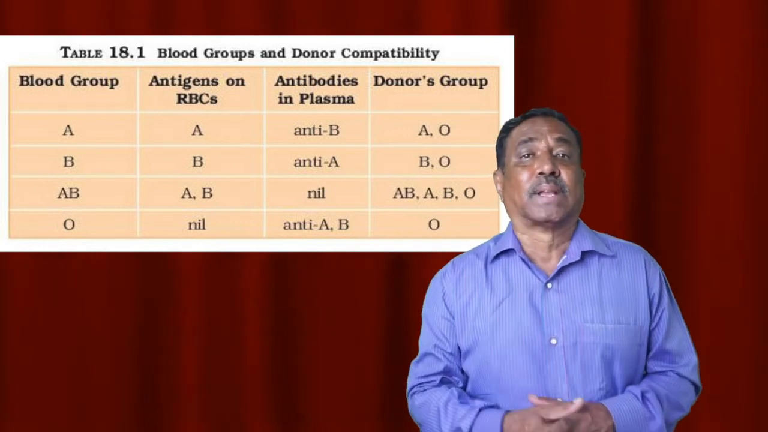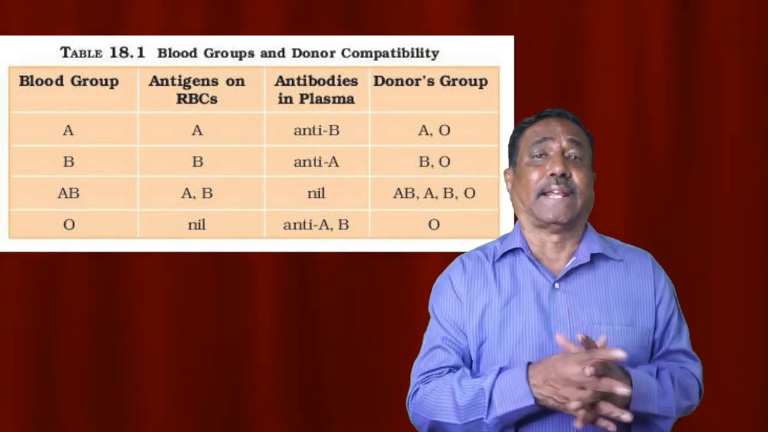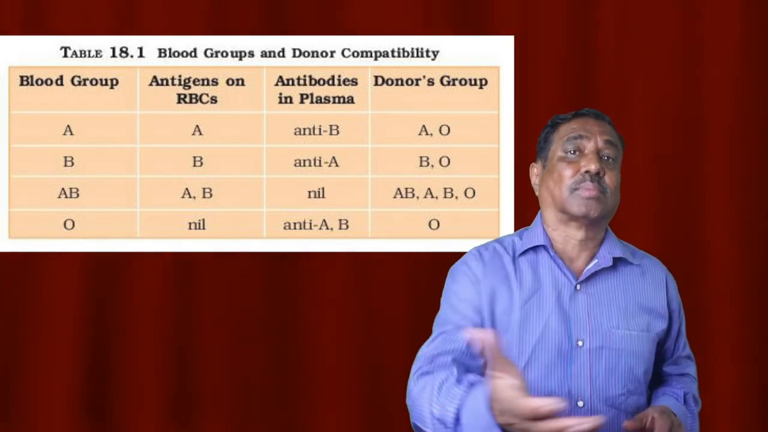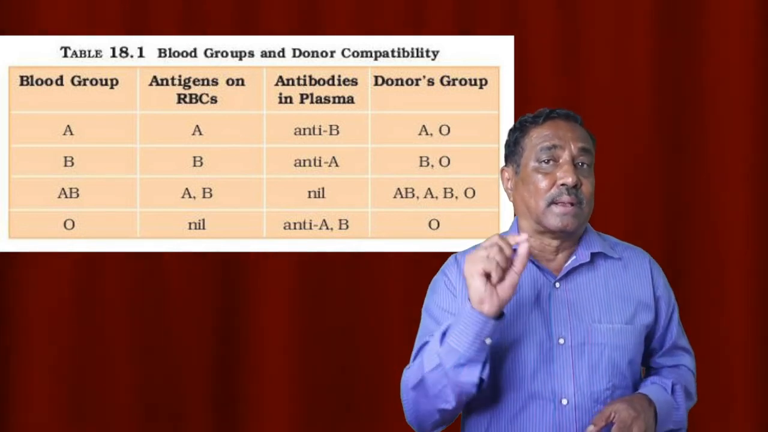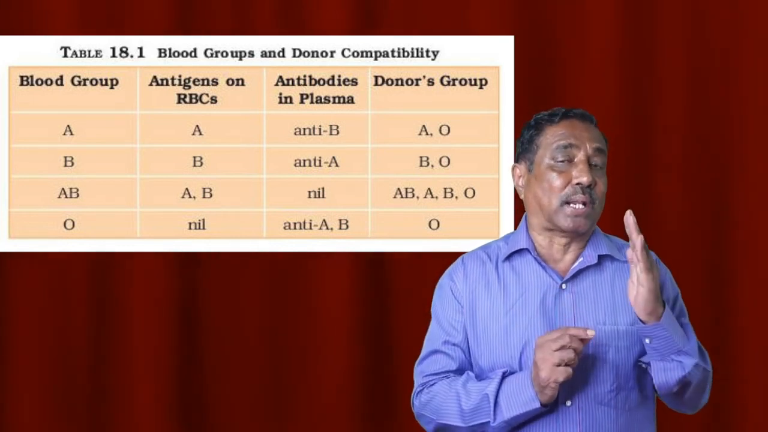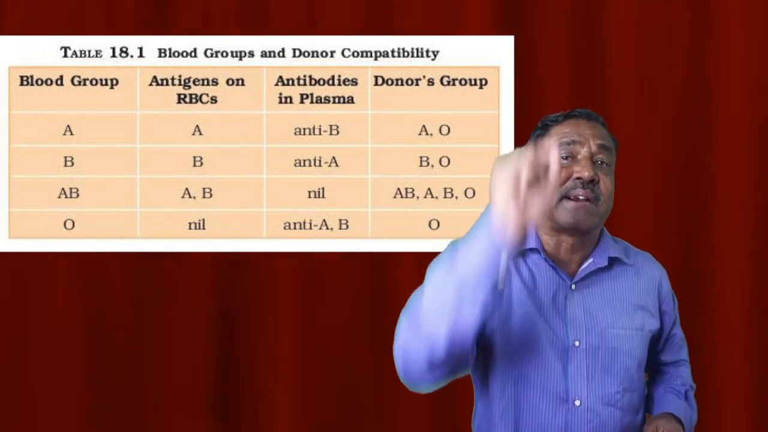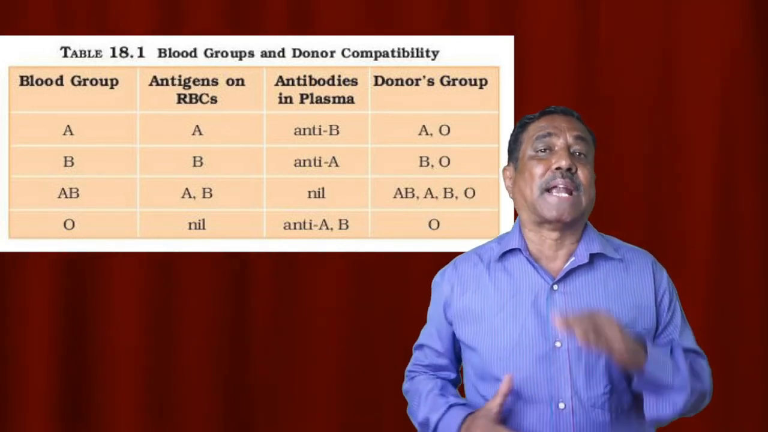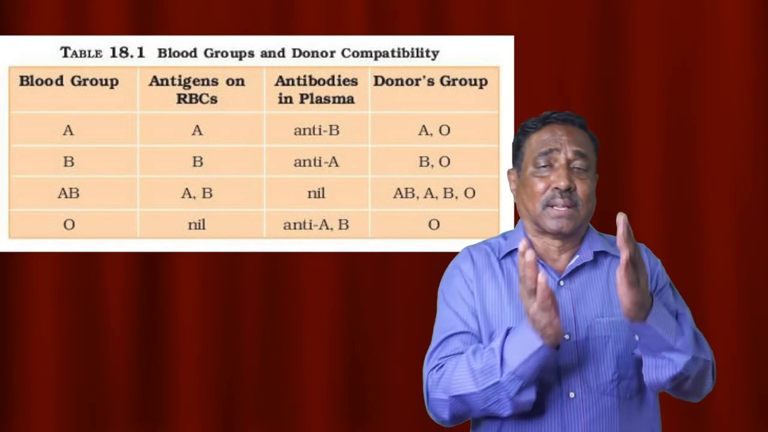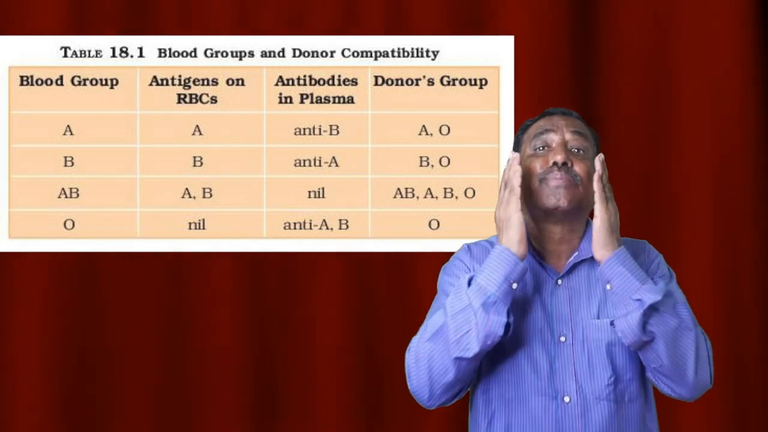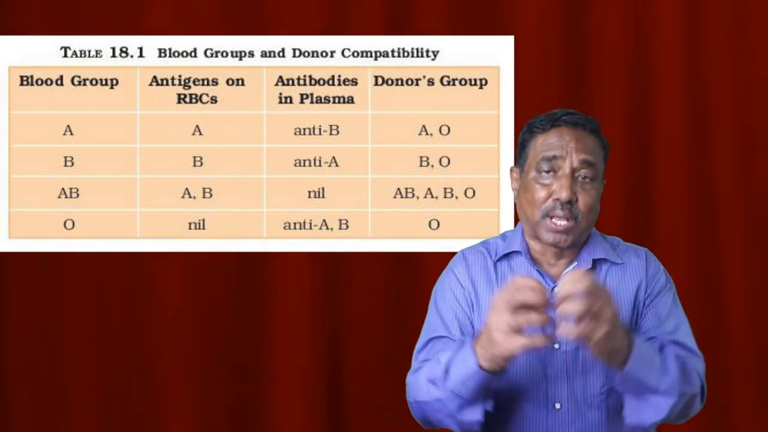And similarly, in the serum of the recipient, what happens? There is a protein, antibodies, produced. For A it is antibody B, for B it is antibody A, for AB nil antibodies, and for O both antibody A and antibody B are present. Blood transfusion is the process of transferring blood from donor to the recipient, for which blood groups should be compatible. If they are incompatible, the recipient dies due to agglutination or clumping.